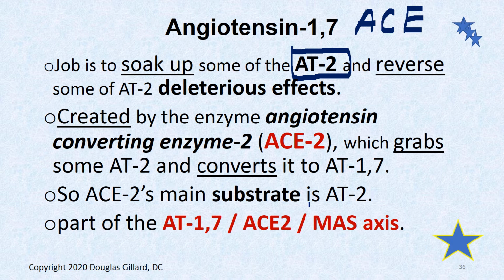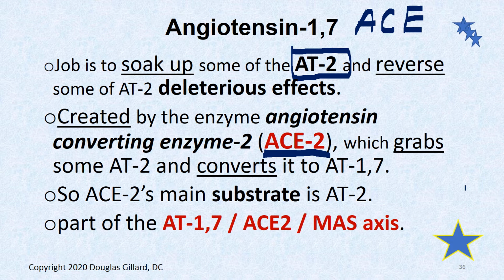Who makes angiotensin 1-7? It's another ACE, but this one is called ACE2. And it's another enzyme that is everywhere in the body as well. Everywhere there are ACE enzymes, there are ACE2 enzymes. It's even more prevalent than ACE. But just think of them as side-by-side neighbors.